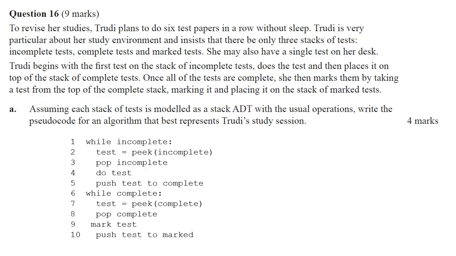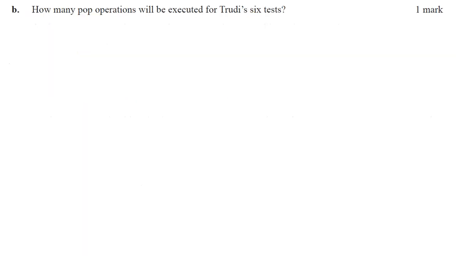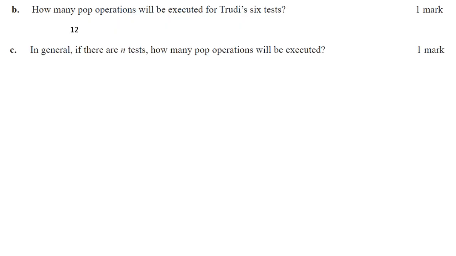We've got almost exactly the same thing for while there's still things to be marked. For some reason, I messed up the indentation on line 9. And yeah, I think that's a fairly gentle bit of pseudocode. How many pop operations? Well, each one gets popped once from incomplete and once from complete. So that's 12 for the 6 tests. And generally, that is going to be 2n. That should be quite gentle.